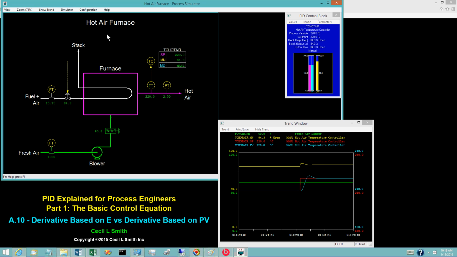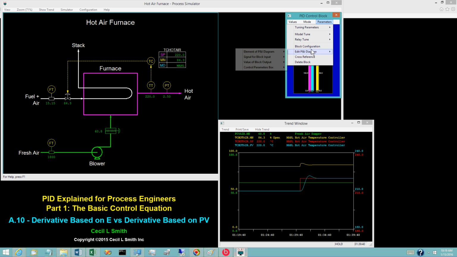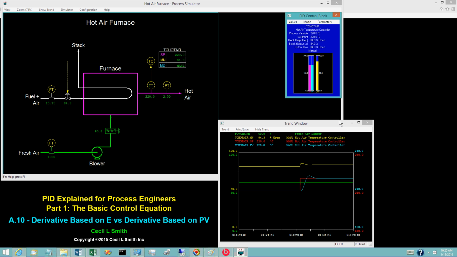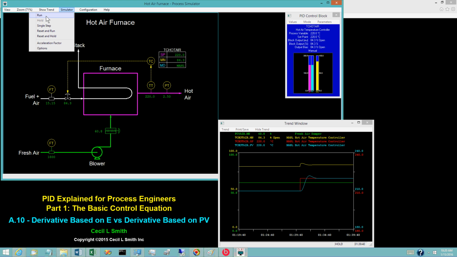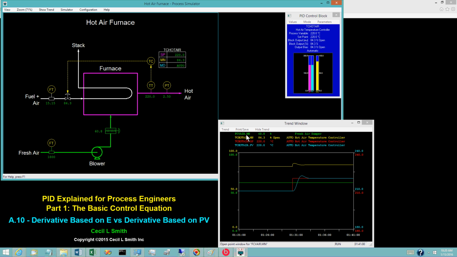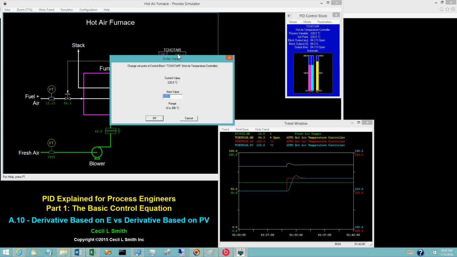Open the configuration window and select the Algorithm tab. The current selection for derivative mode options is based on process variable, confirming that the derivative was based on the PV for the previous response. Expand the drop-down list and select based on control error. Save the change. Return the simulator to run. Switch the controller to auto. Change the set point to 210 degrees Celsius.